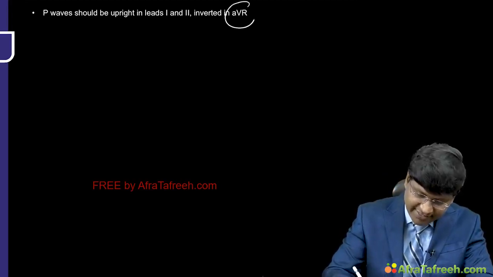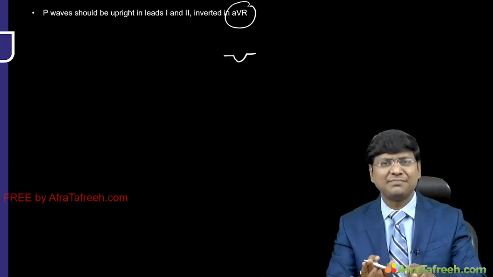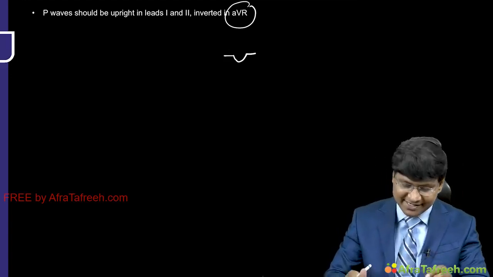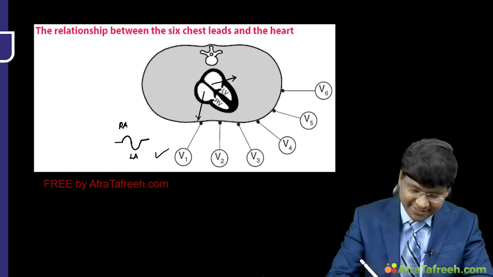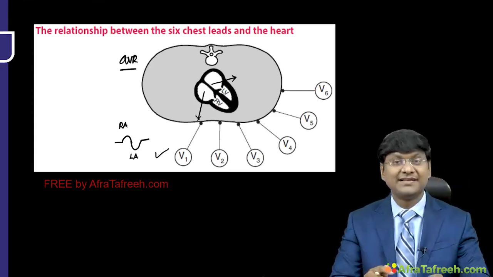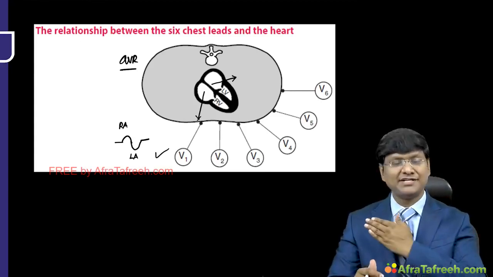Okay, so if you take lead AVR, the P wave is negative. Now, what is the concept of this? Why is the P wave negative in AVR? The concept is that if you take the AVR, where exactly is the representation of the AVR? This is your AVR in the hexaxial diagram. AVR is augmented vector right, the right arm, right?